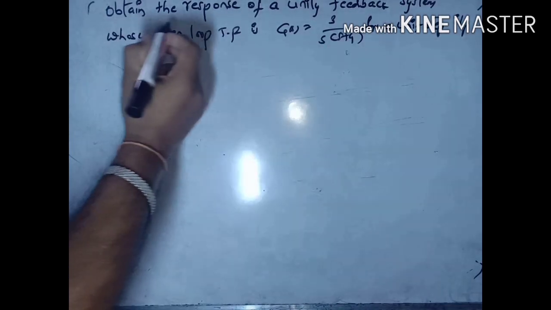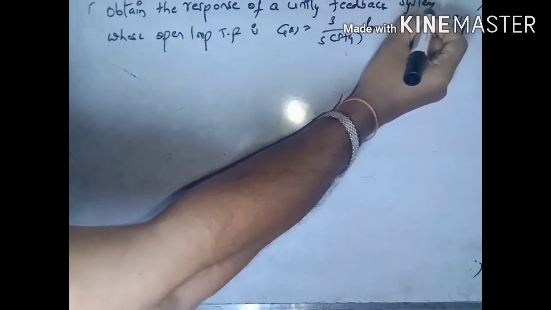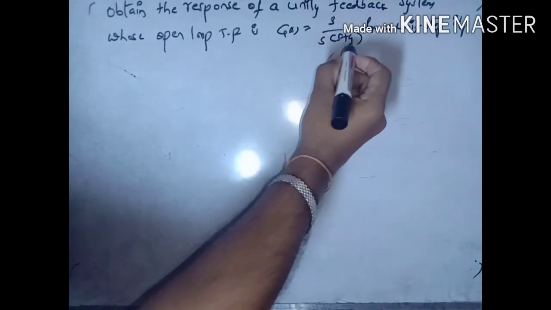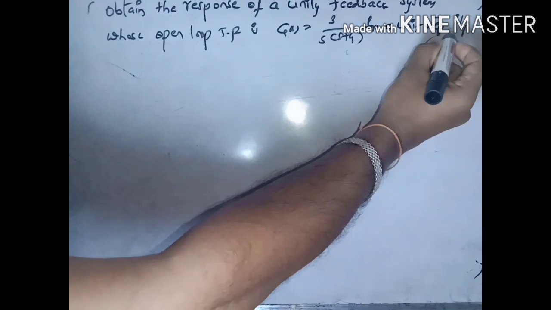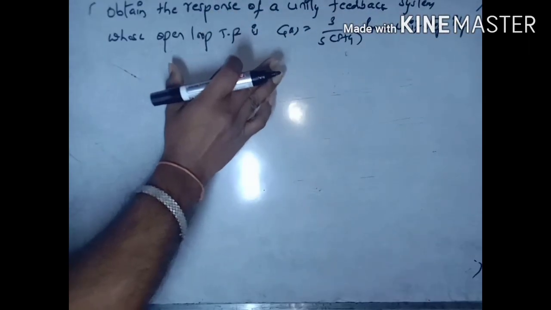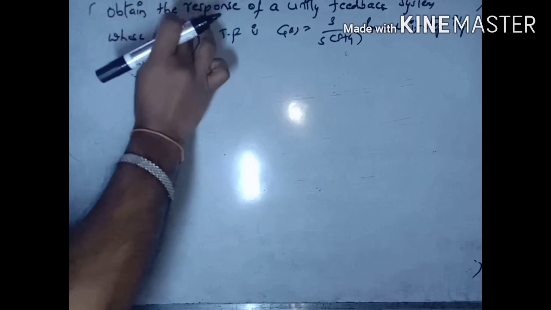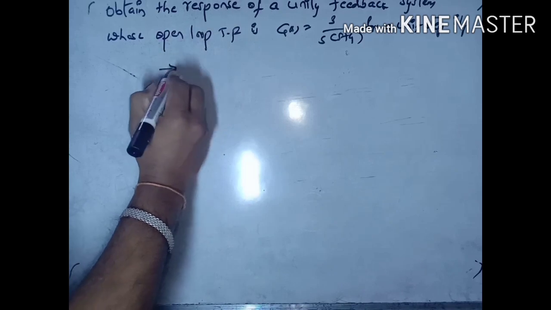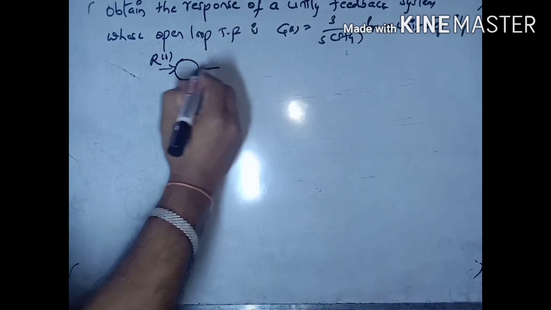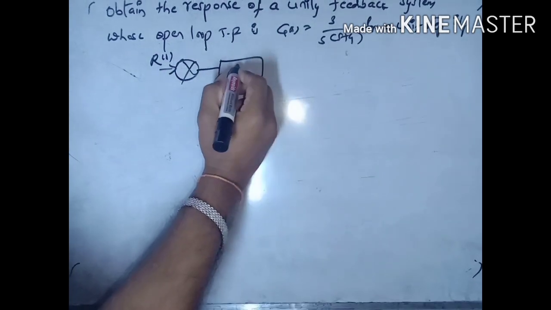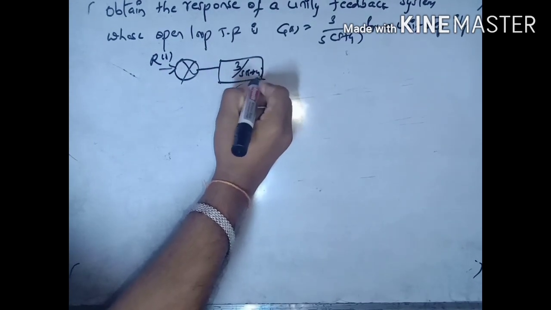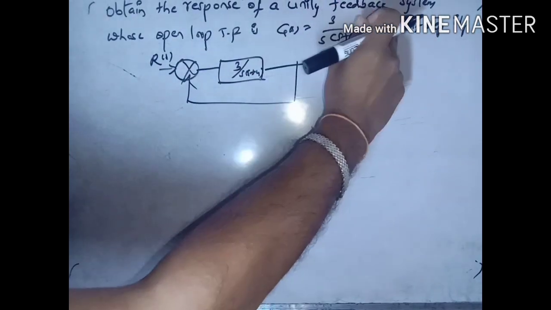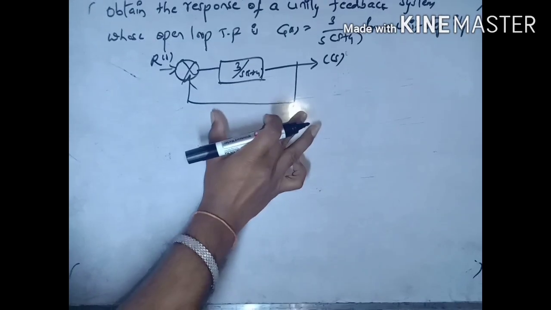And next problem is: obtain the response of a unity feedback system whose open loop transfer function is G(s) = 3/(s(s+4)) for a unit step input. This problem says that we have to obtain the response for a first order time constant system. If we draw the block diagram for this, we will get R(s), G(s) = 3/(s(s+4)), and C(s). This is a unity feedback system, already given in the problem. So this is the block diagram for this problem.